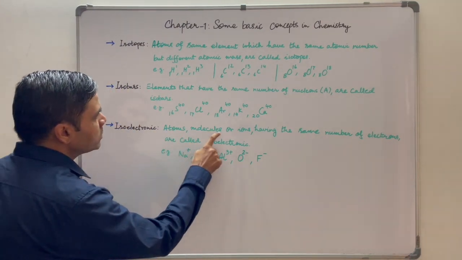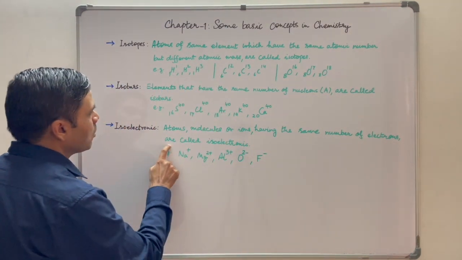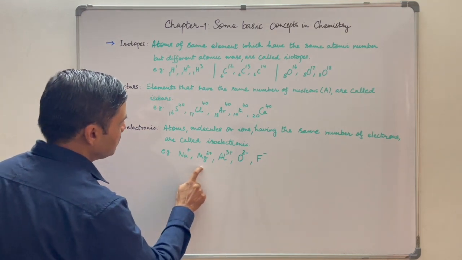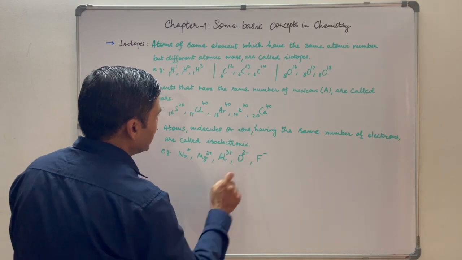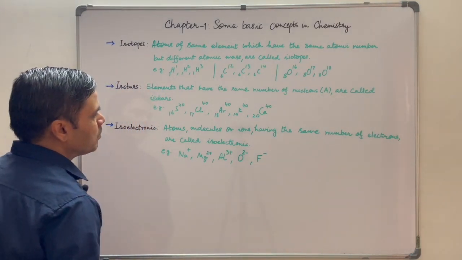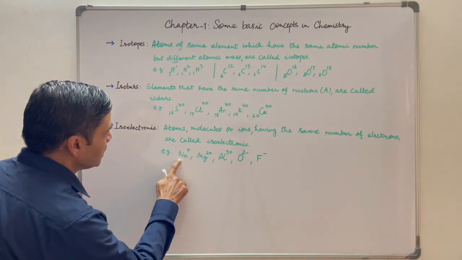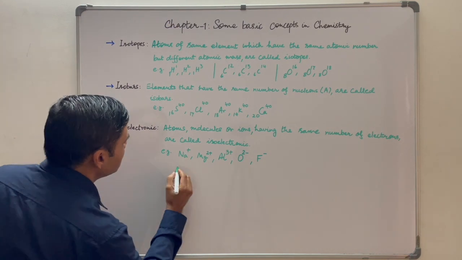Isoelectronic. Atoms, molecules or ions having the same number of electrons are called isoelectronic. For example, Na plus, Mg2 plus, Al3 plus, O2 minus, F minus. So let us calculate the number of electrons in them. So atomic number of sodium is 11. So number of electrons will be 11 minus 1, means 10.